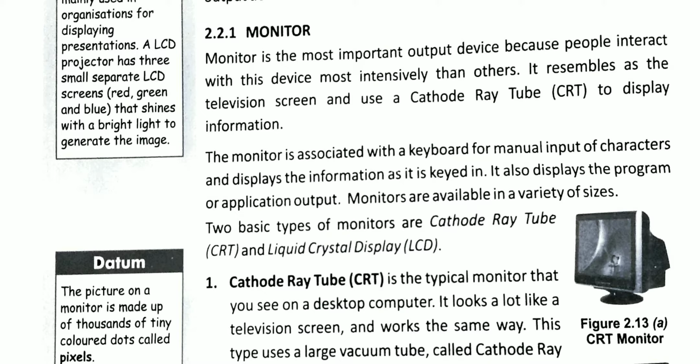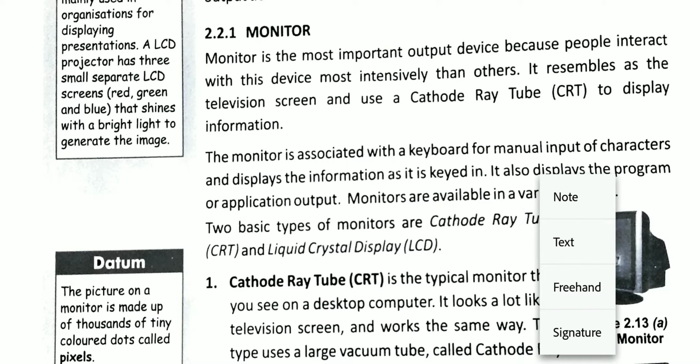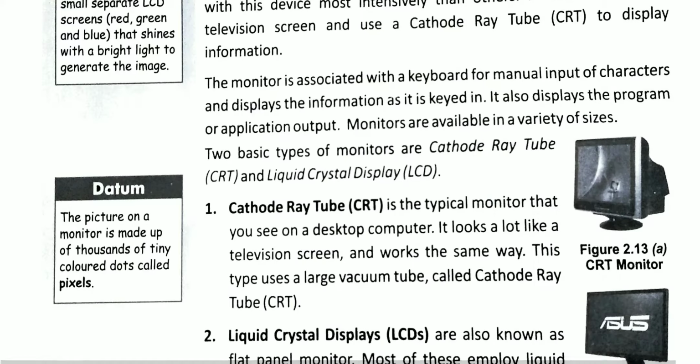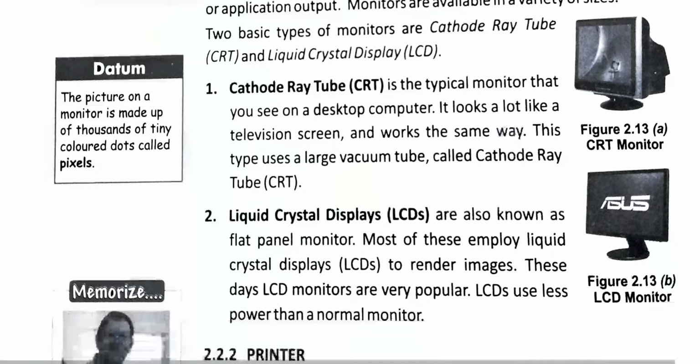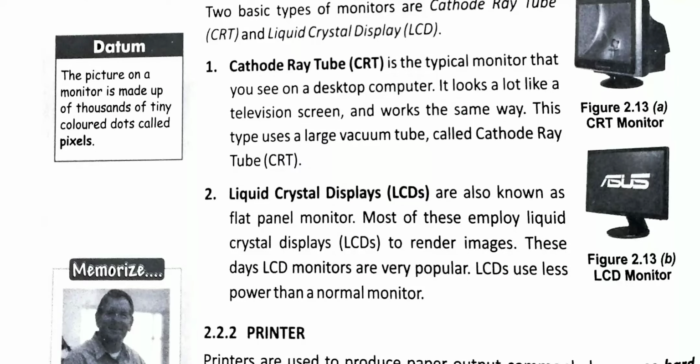The monitor is associated with a keyboard for manual input of characters and displays the information as it is keyed in. It also displays the program or application output. Monitors are available in a variety of sizes. Two basic types of monitors are the first one, CRT, and the second one, LCD. Now we are experiencing LED. CRT's full form is cathode ray tube and LCD is liquid crystal display. As I told you, these are the technologies used in making the monitor.